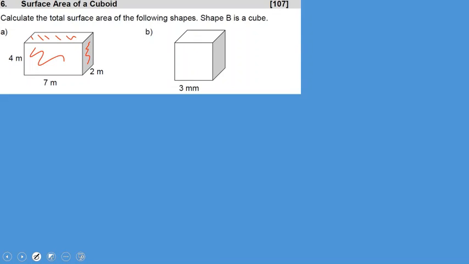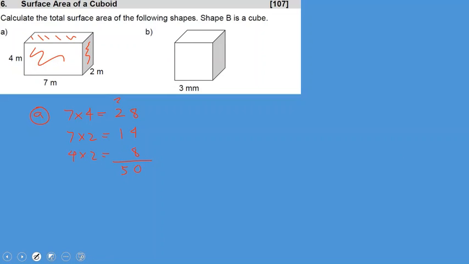Welcome back. So let's have a look at A. So I'm just going to work out what the area of each of those sides is. So I can see I must have one that is 7 times 4, which is 28. I must have one that is 7 times 2, which is 14. And I must have one that is 4 times 2, which is 8. So we're going to add those 3 up. So 28 plus 14 is 42, plus 8 is 50.